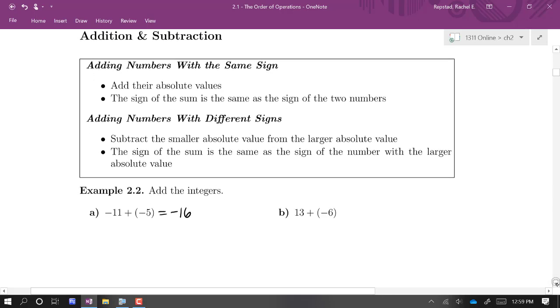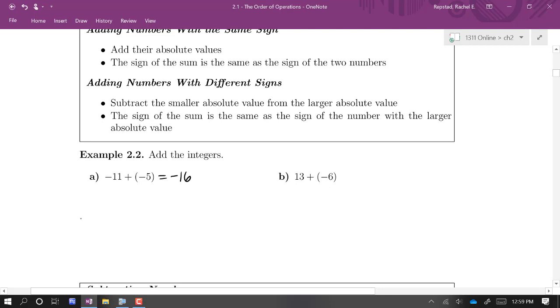And we could see this on the number line. Negative 11 plus a negative 5 basically says I'm going to start out at negative 11. So maybe there's 0, here's negative 11. And then I'm going to add negative 5, which means I'm going to go back 5 in the negative direction. And that'll put me at negative 16.